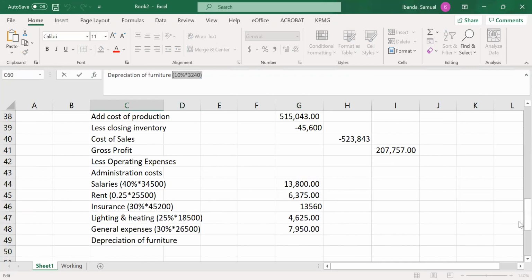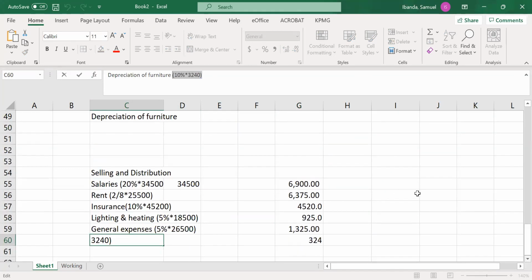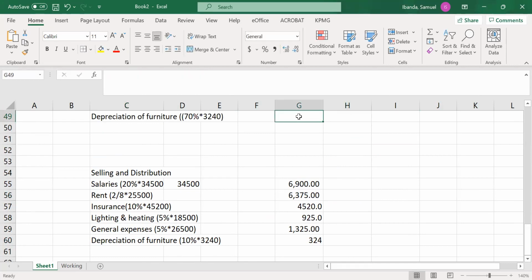Then I'll go up, sorry, I'll come here. So here they told me that it is 70%. So 70% of 324. 70% of 324 is 2,268. That is what I basically have.